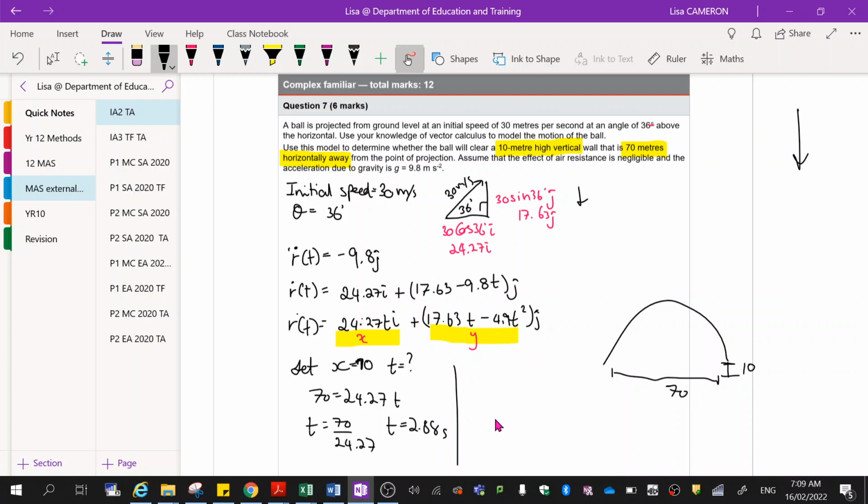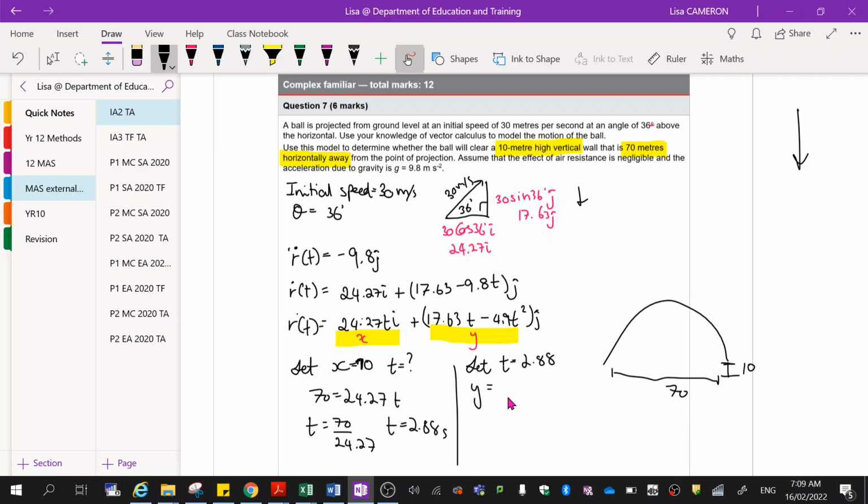Now the next thing is what's going to tell us whether this statement is true or not. We're going to let t equal 2.88, and that's going to tell us the vertical height of the ball at that time. If it's anything over 10, wham bam, thank you ma'am, we're on to a winner. But if it's anything below 10, then kaboom, we're going to hit the wall. So we're substituting this into our y.